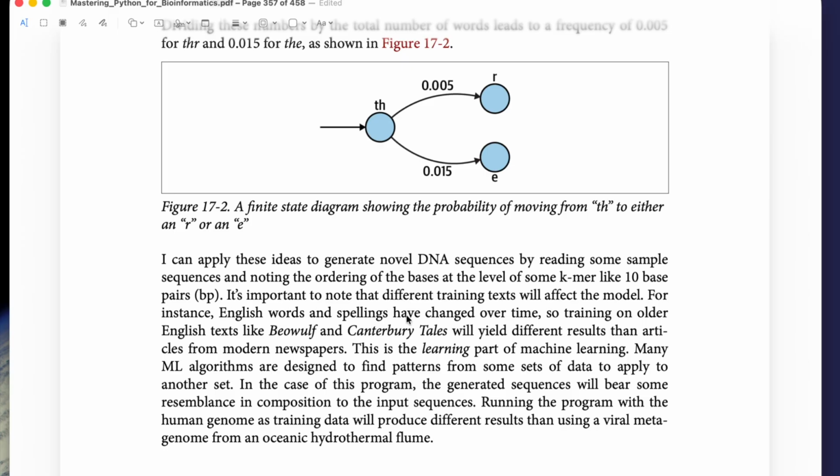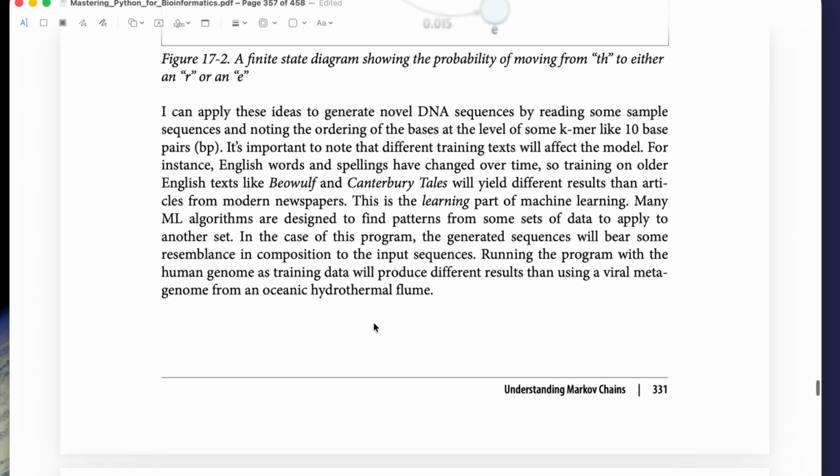It's very important to think about that. Another reason to talk about this is just a general understanding of machine learning. So for instance, what you train this on is going to have a huge effect on what comes out the other end. So I note here, English words and spellings have changed over time. If you were to train something on Beowulf or Canterbury Tales, where the English was written in a very, very different way, and they used different dialect and different words and different spellings, you're going to come up with text that's very different from modern newspapers.